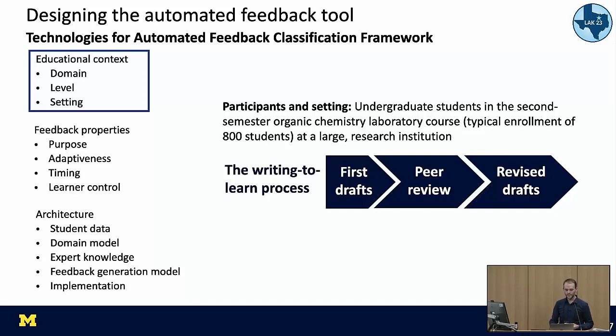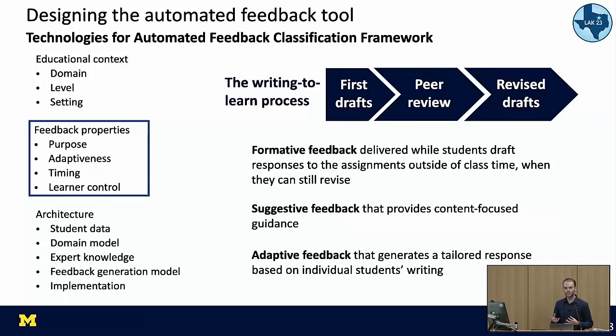And then as for the feedback property, just to reiterate some of these points, the goal with the feedback tool was for it to be formative. So the idea was to develop a tool where students could use this automated feedback to get input on their assignment as they're working on their writing. The writing to learn process typically spans about 2 weeks for each assignment. So the idea is to have a tool available that students could use throughout those 2 weeks to get feedback.